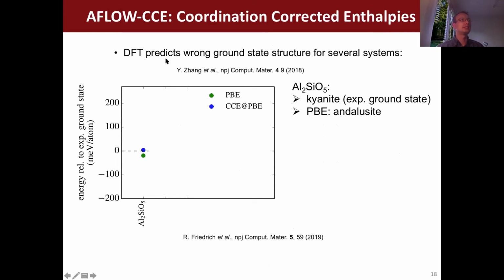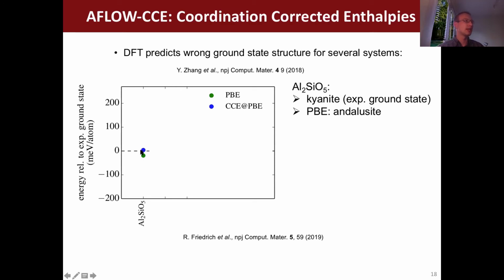because DFT sometimes predicts the wrong structural ground state for certain systems. So it just gives you the wrong polymorph, as we say, to be too low in energy compared to what the experiment would give you. And one example where this is known is this aluminum silicon oxygen system. There, the so-called kyanite structure is the experimental ground state. However, PBE finds what is called andalusite as the ground state. And this is visualized here.